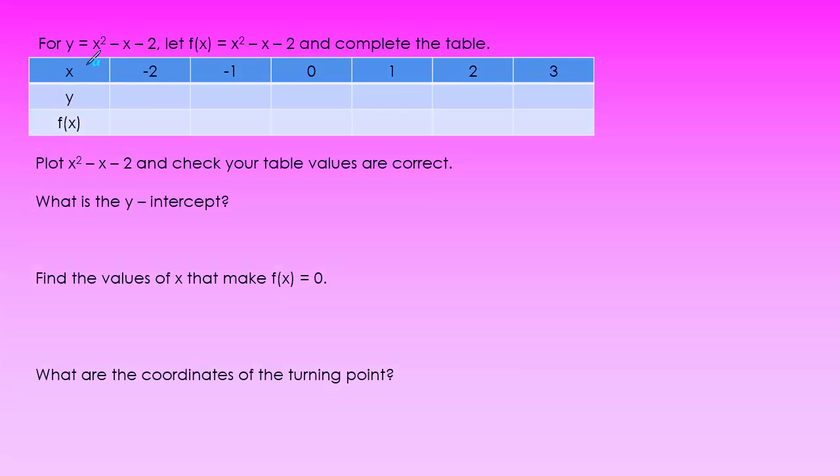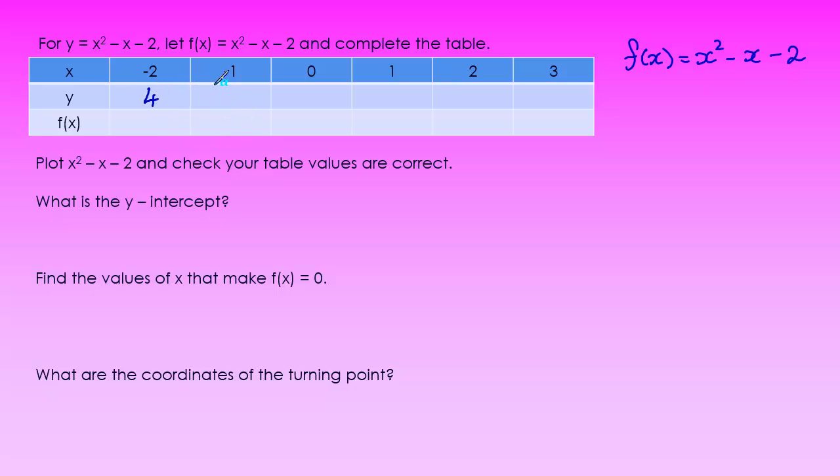So for y equals x squared minus x minus 2, this time we're letting f of x be x squared minus x minus 2, and the presence of the x squared here tells us it's not a straight line. Indeed, it should tell us that we're going to get a parabola here. Substitute negative 2 in. So negative 2 squared is 4. Take away negative 2, so that's going to be 4 plus 2, which is 6. Take away 2, that one should be 4.